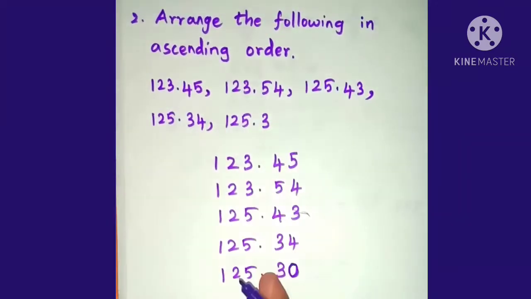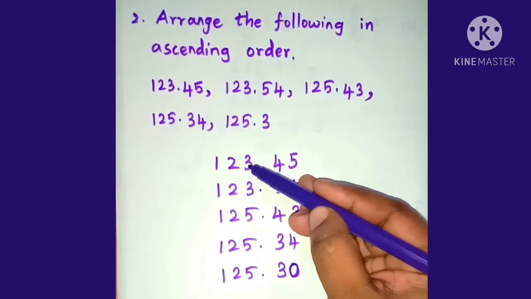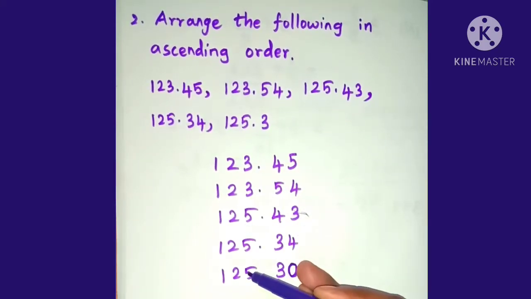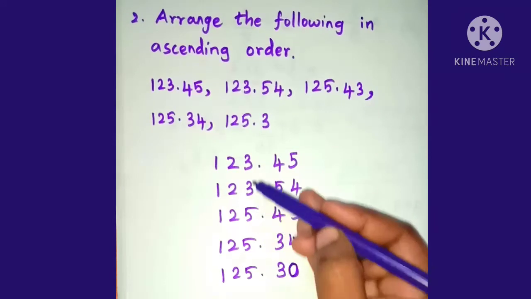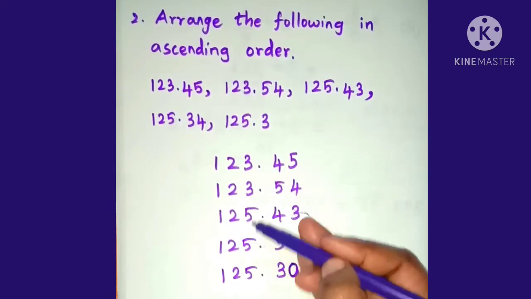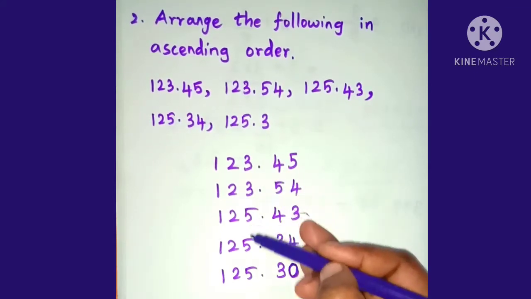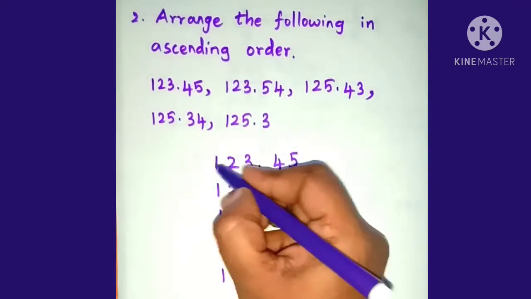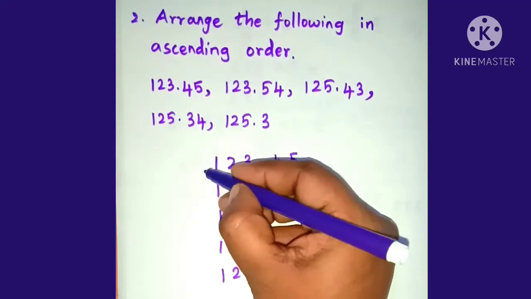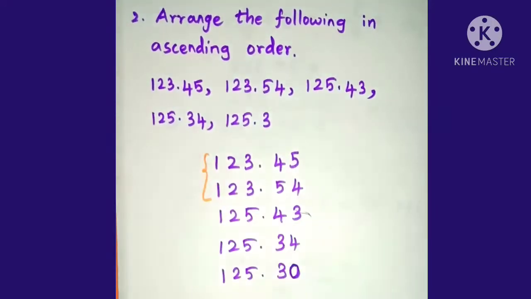So compare the whole part. Here the first 2 decimal numbers have whole part 123 and the last 3 decimal numbers have 125 as the whole number. So which is greater value? These 2 values are lesser than these 3 values. So we are going to compare these 2 values first.